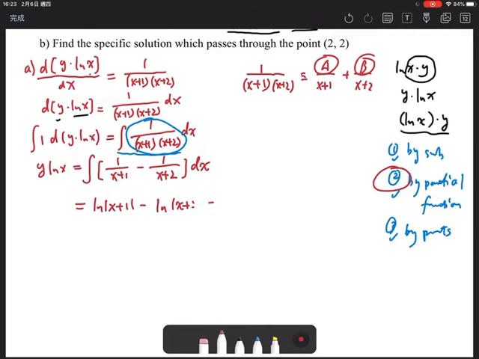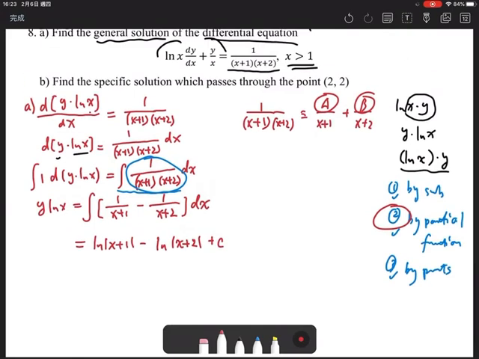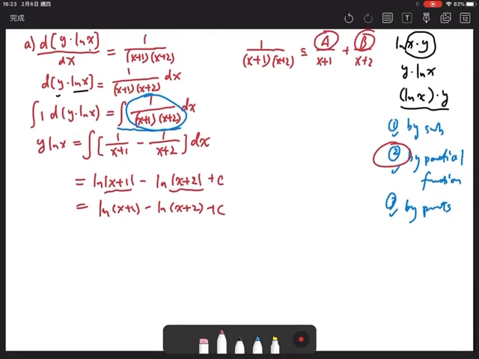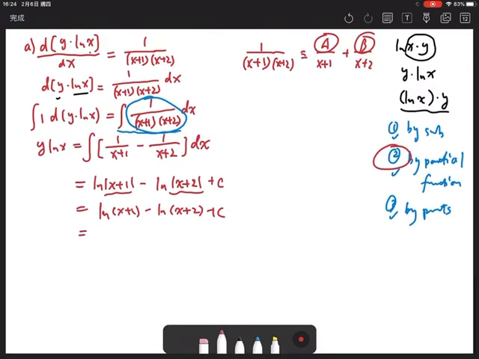Here absolute value. But however, we know that x is greater than 1. So it means that this is positive also. So we can remove the absolute value sign, which will be ln x plus 1 minus ln x plus 2 plus constant c. And finally, we can combine these two terms together. It will be ln of x plus 1 over x plus 2 and then plus constant c.